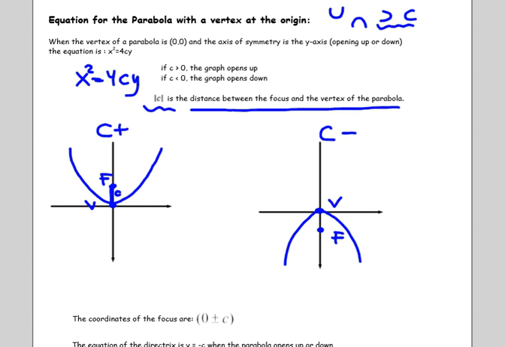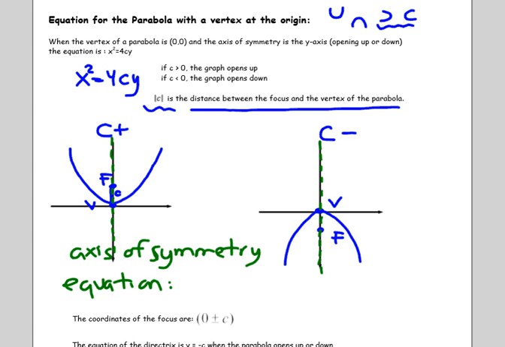You can see also that there is an axis of symmetry in your parabola here. So the axis of symmetry is vertical. What would be the equation of the axis of symmetry? It would be x is equal to 0. And the coordinates of your focus are going to be (0, C) if you're going up, or (0, minus C) if you're going down.